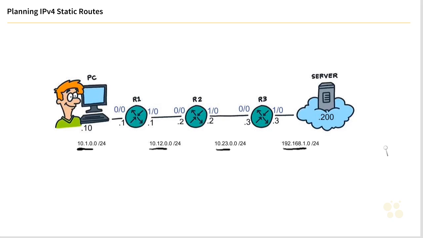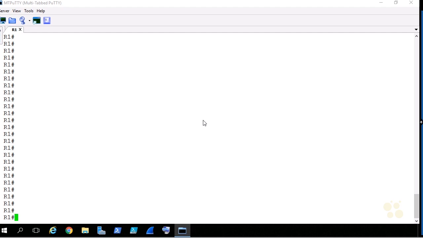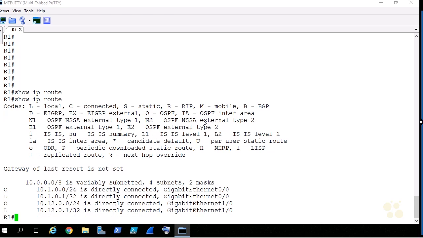If we want to take a look at what the router knows by default, we could go to the interface. In fact, let's do it. Let's bring up router 1 for a moment. And on router 1, we can do show ip route and press enter. And router 1 says, I am directly connected to the 10.1.0 network. Yep. And also the 10.12.0 network. Yep. But outside of those two networks, it does not know how to forward packets anywhere else.